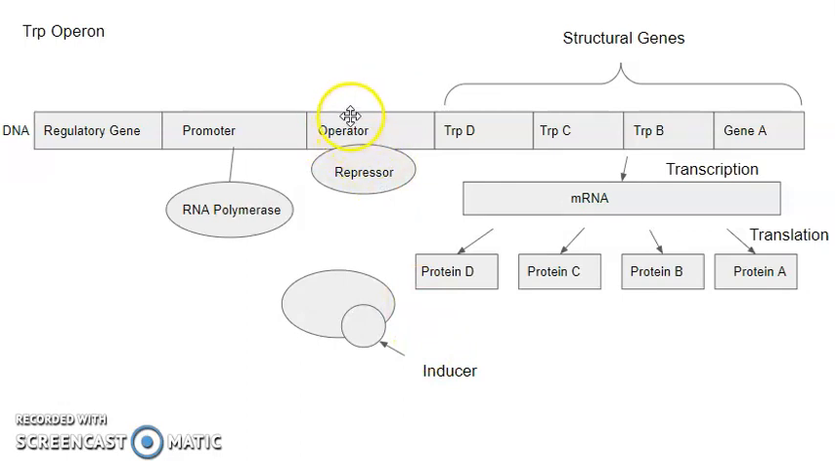When this operator is open, the RNA polymerase can connect to the promoter. This allows for the RNA polymerase to begin transcription of the structural genes. When transcription occurs with the structural genes, they create mRNA. This mRNA is then translated into proteins, and this eventually leads to the synthesis of proteins and tissues.